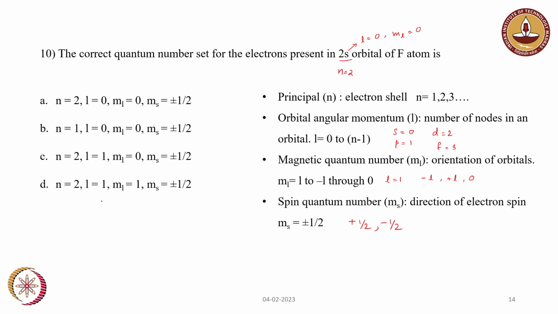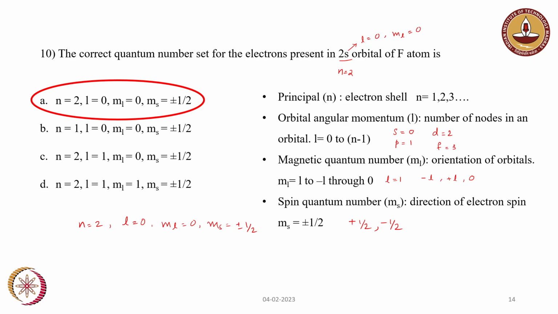So for the 2s orbital of F atom, it is n equal to 2, L equal to 0, and ML equal to 0. MS is plus or minus half. So option A is the correct answer. Anyone has any doubt in this one? Okay.